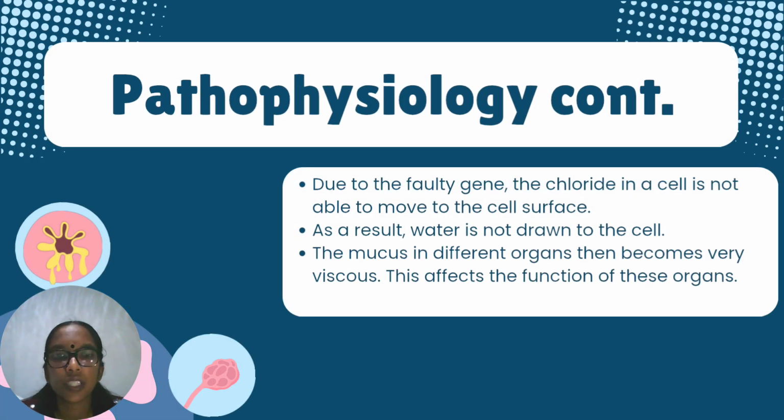Now, due to the faulty gene, chloride in the cell is not able to move to the cell surface. As a result, water is not drawn into the cell. And as we know, if our cells are dehydrated, it leads to other symptomatic complications like a reduced blood volume, electrolyte imbalance, and also kidney problems. The mucus in the different organs becomes very viscous, which leads to the basic functions of these organs being affected.